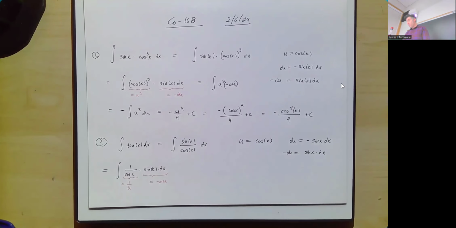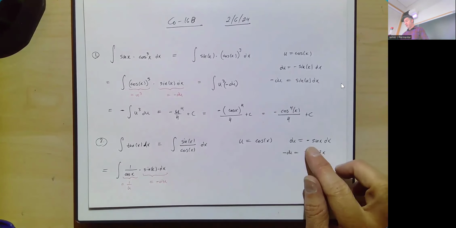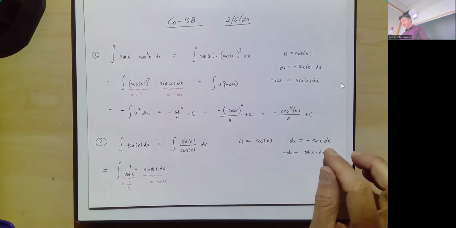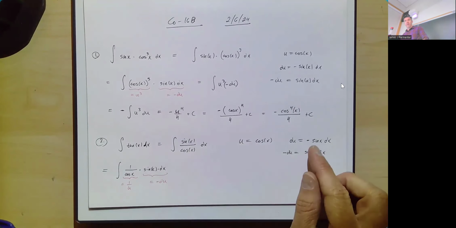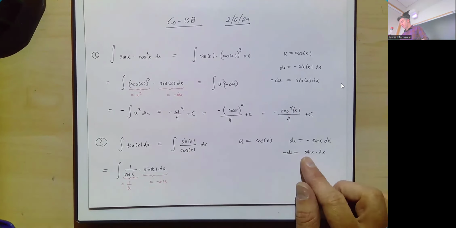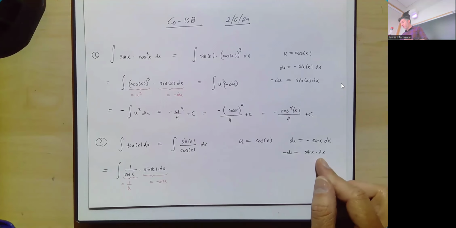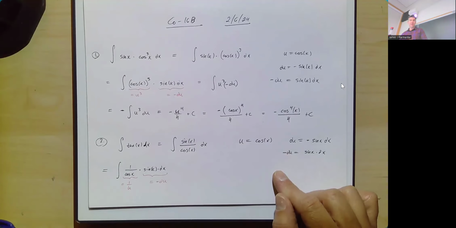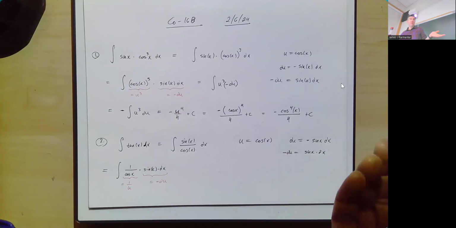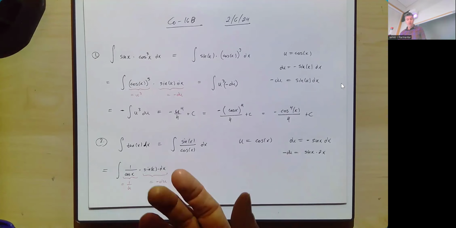So we let u equal cosine, just like in the previous problem. Our du is negative sine of x times dx. And since I have a sine of x times dx, I'm going to bring the negative over here and say negative du equals sine of x times dx. If you prefer, you can say dx equals negative du divided by sine of x. Not how I like to do it, but that's okay.